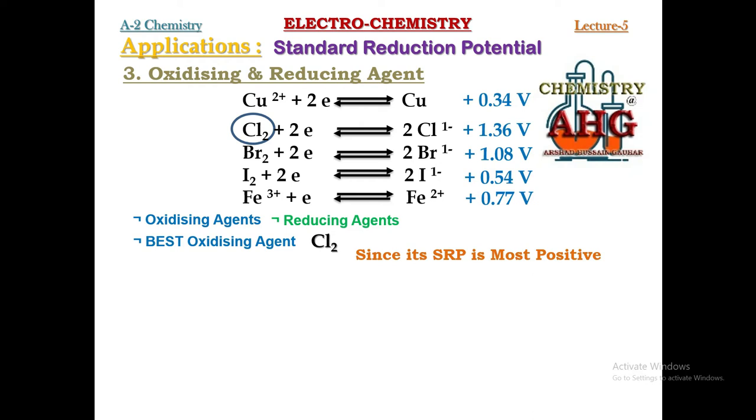Likewise, now if you want to decide which one is the best reducing agent, I told you they must undergo oxidation. So the materials which are written on the right hand side of the arrow are the reducing agents.